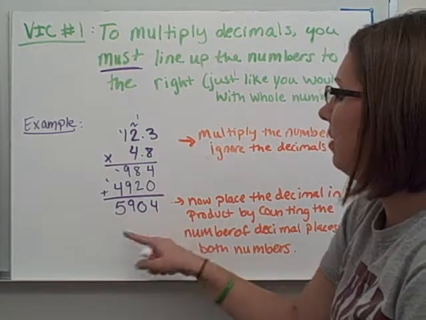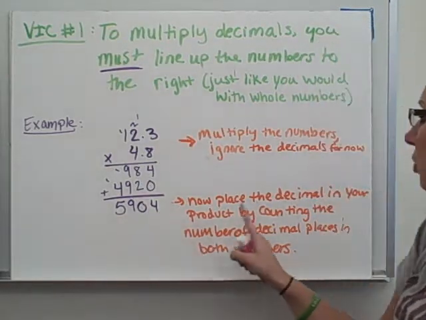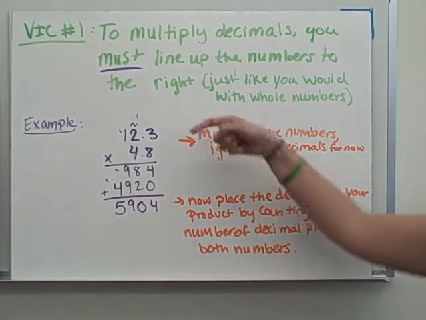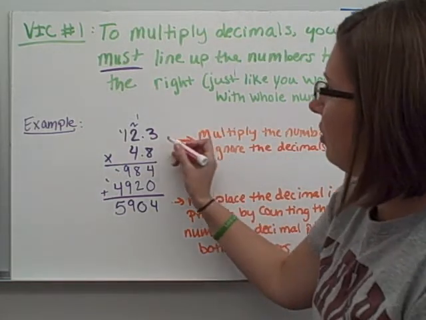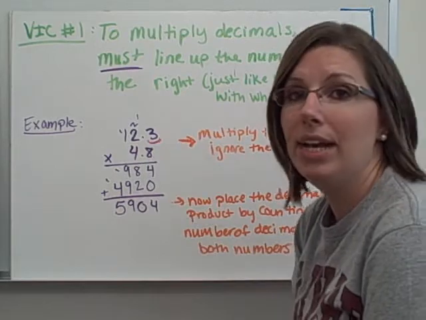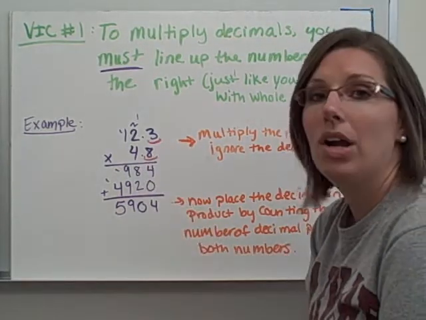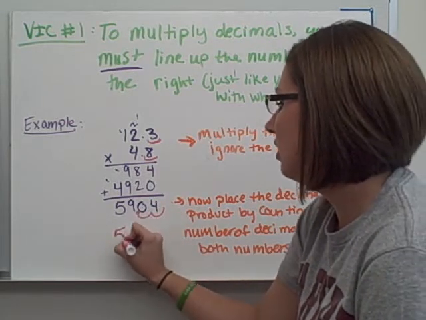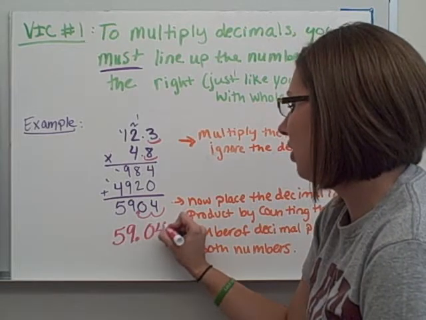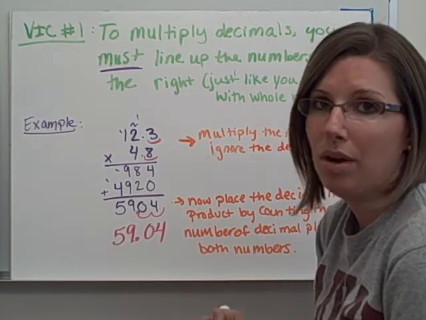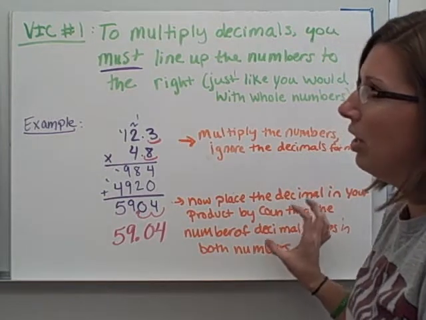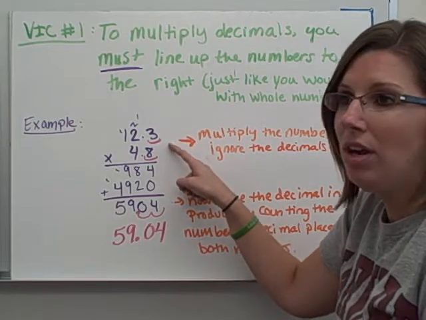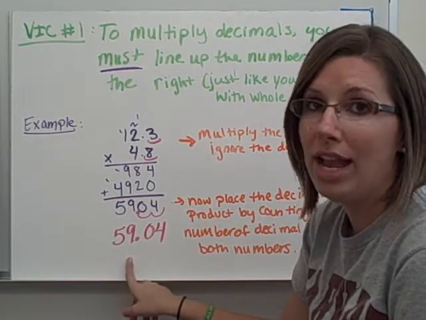In this part of our problem, we are now going to place the decimal in our product by counting the number of decimal places in both numbers that we started with. So if you guys notice, I've got 1 decimal place here, 1 decimal place here. So in my answer, I'm going to move 2 decimal places. So I have my answer as 59.04. So that's kind of the catch here when we multiply decimals. We move the number of decimals that we have in our problem, we move that many in our answer.